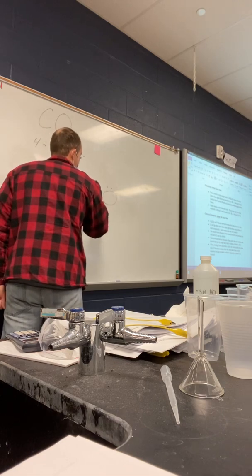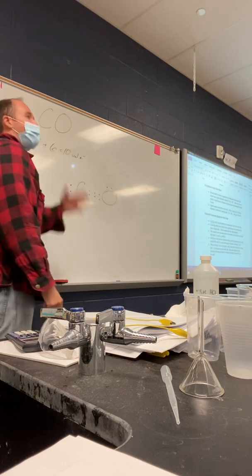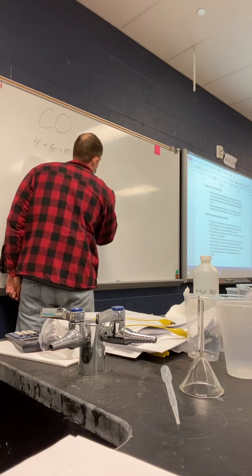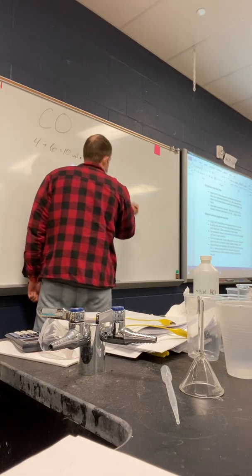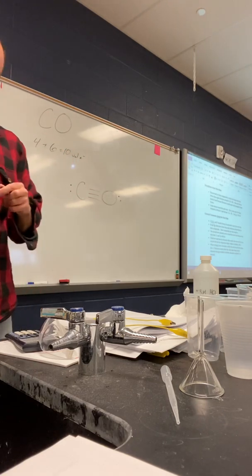2, 4, 6, 8 for carbon. 2, 4, 6, 8 for oxygen. And clean up your drawing, by the way. That would become a triple bond. And guys, the reason I move the other dots is the electrons like to spread out from each other.